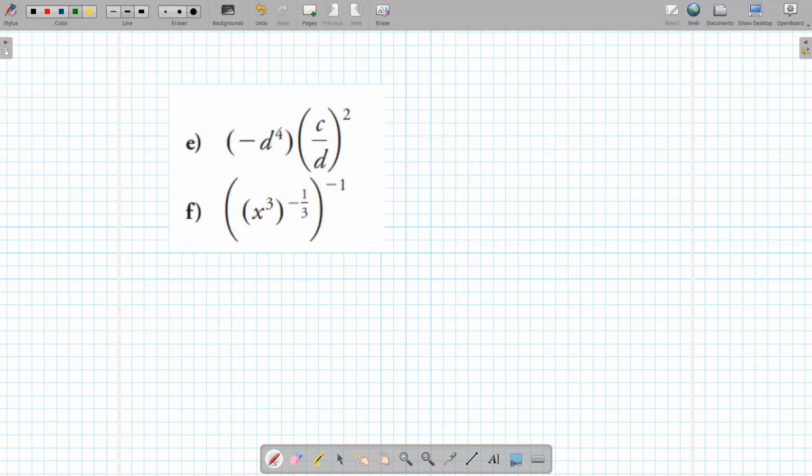You open the bracket? Right. So just remember this, you see this negative d to the 4. It's not saying negative d to the 4, okay? What that actually means is you can rewrite that as -1 times d to the 4, and then times, we can open up the other bracket, c squared over d squared. Now what?